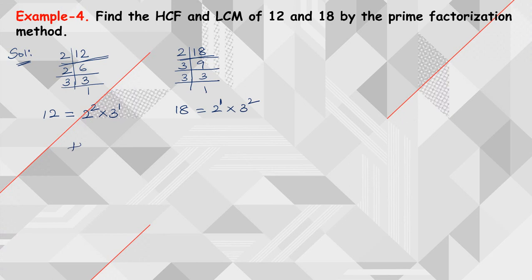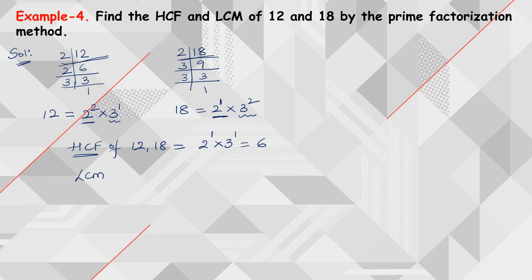Now first of all, we need to find the HCF of 12 and 18. Already we have discussed that HCF means the smallest powers of the common prime factors, right? Here we have 2 square and here 2 power 1. What is the smallest of those two? 2 power 1. Among 3 power 1 and 3 square, 3 power 1 is the smallest. So 2 power 1 into 3 power 1 is 2 into 3, which gives 6. So HCF is 6.